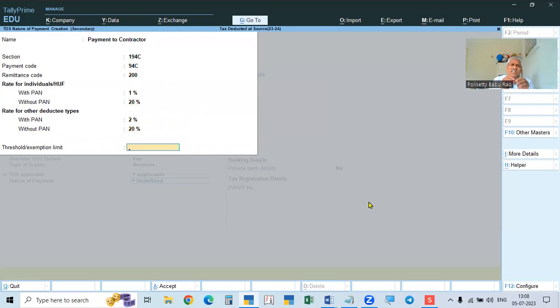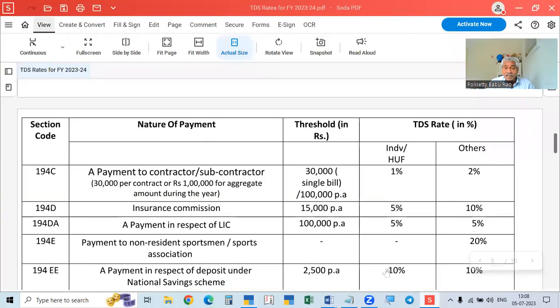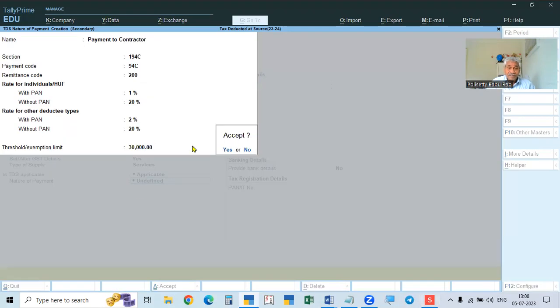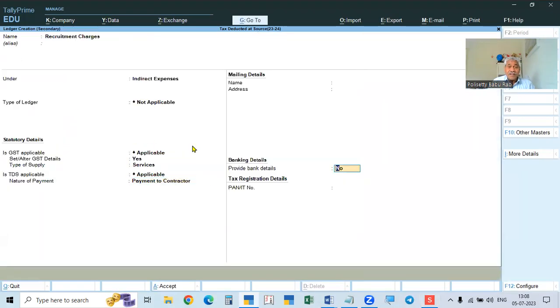But generally, it is better to give without any limit, deduct any amount, because it is not a last year one. Deduct and pay to the government. The deductee will get credit from the government, and will adjust against the income tax. So it is better not to give a limit. But if you give the limit, above the limit it will deduct, below the limit it will not deduct. Just to show the difference I am giving, 30,000 is the limit for each bill. Giving the 30,000 limit and accept.